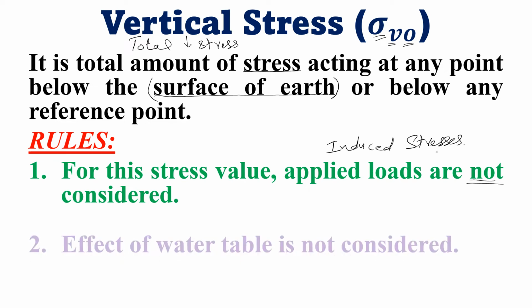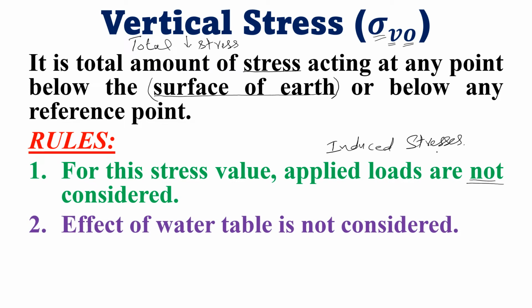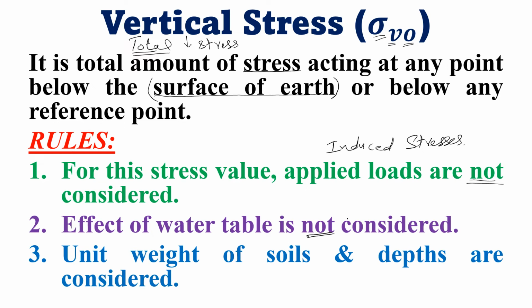So rule number two is that the effect of water table is not considered. When you calculate the total stress or total vertical stress, you will not consider the effect of water table. You will not see the depth of the water table, or consider the location of the water table. So rule number three is that you just have to focus on the unit weights of the soils.